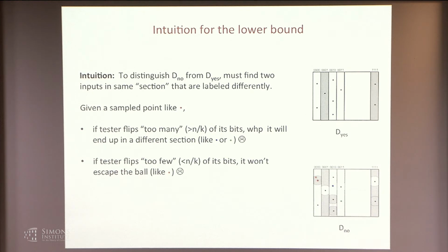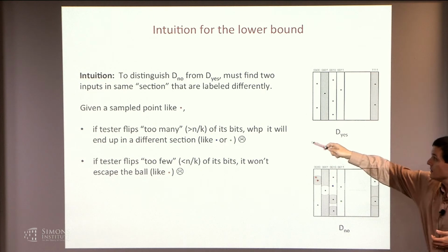Very much not a proof, but intuitively, I think the only thing you can do is flip some number of bits, go away from this point. And it's sort of a lose-lose situation. Suppose you flip a lot of coordinates. Suppose you flip more than n over k many coordinates, right? Well, by flipping a 1 over k fraction of coordinates, you're going to wander out of the section probably. And so that's not doing you any good.